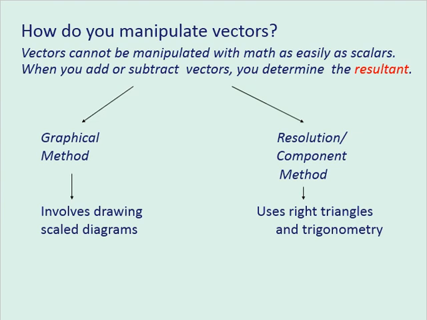Once we understand vectors and how we can manipulate them, we're going to learn a little bit of an easier method that's called the resolution or component method. And that's where we're going to use those right triangles and trig rules that you learned about so that we can maybe come up with a different way so that we don't have to always take out a pencil, a piece of graph paper, a ruler, and a protractor to draw all these vectors to scale in order to do just some math with them.